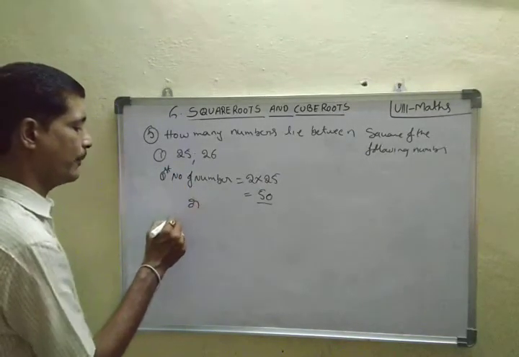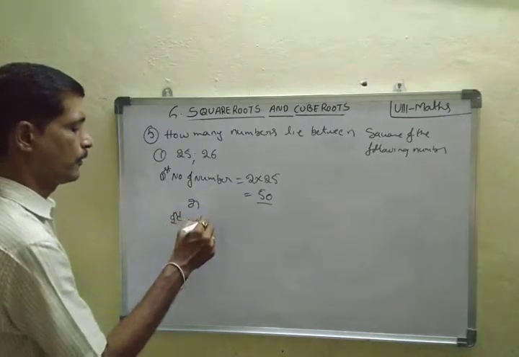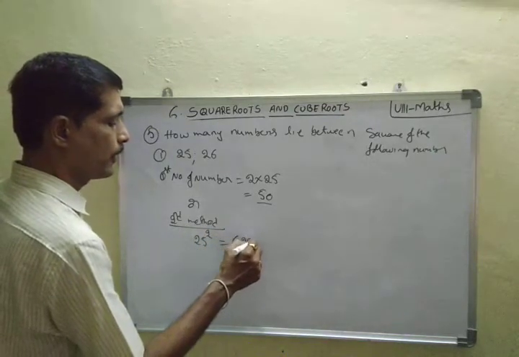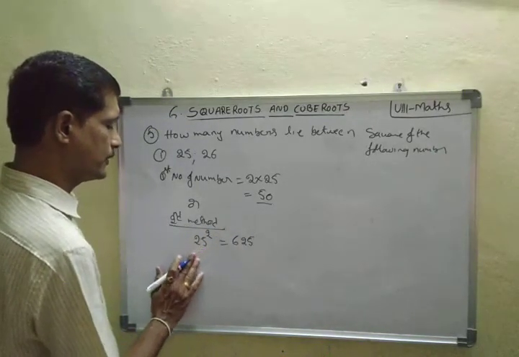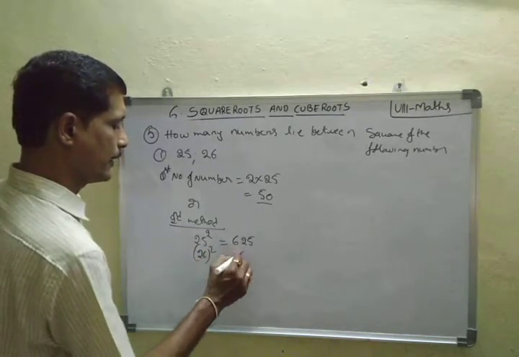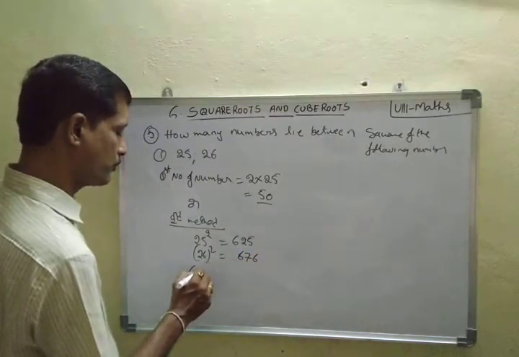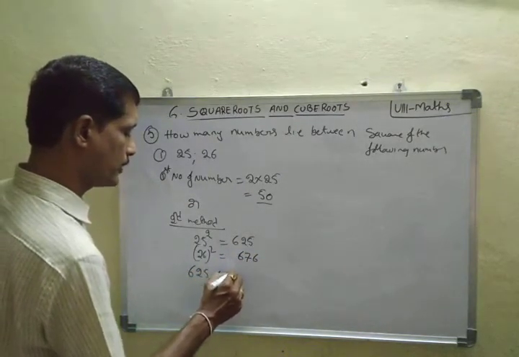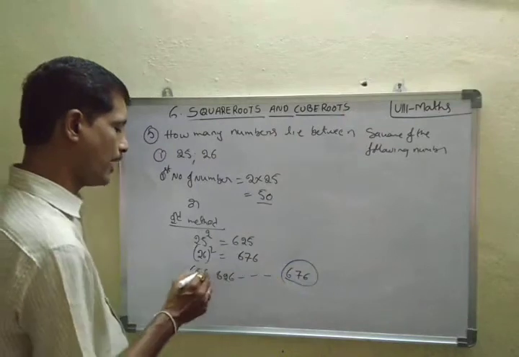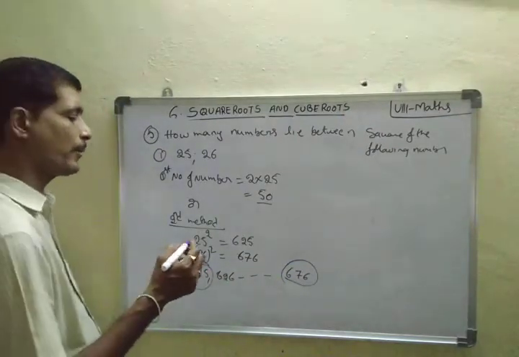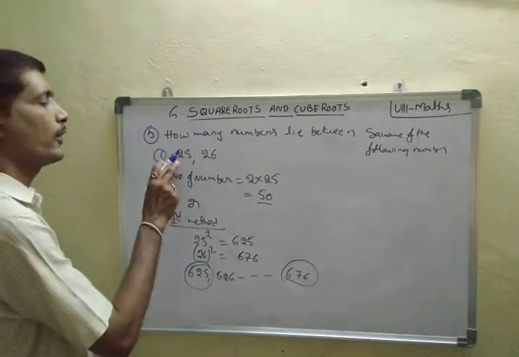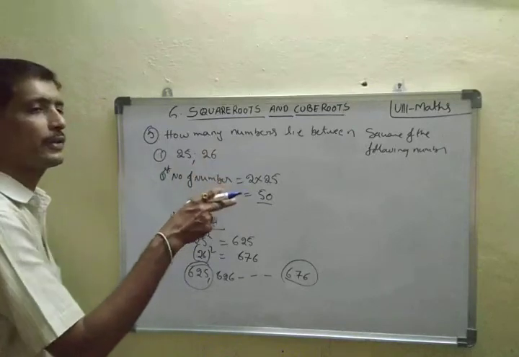Here is the second method. First, 25 square equals 625, and 26 square is 676. Therefore 625, then 626, and so on up to 676. In between means this number and this number are excluded. Total remaining numbers are how many? That is 50 numbers only. This method or that method, any method. Therefore twice the first number, 2 into 25, equals 50 numbers.